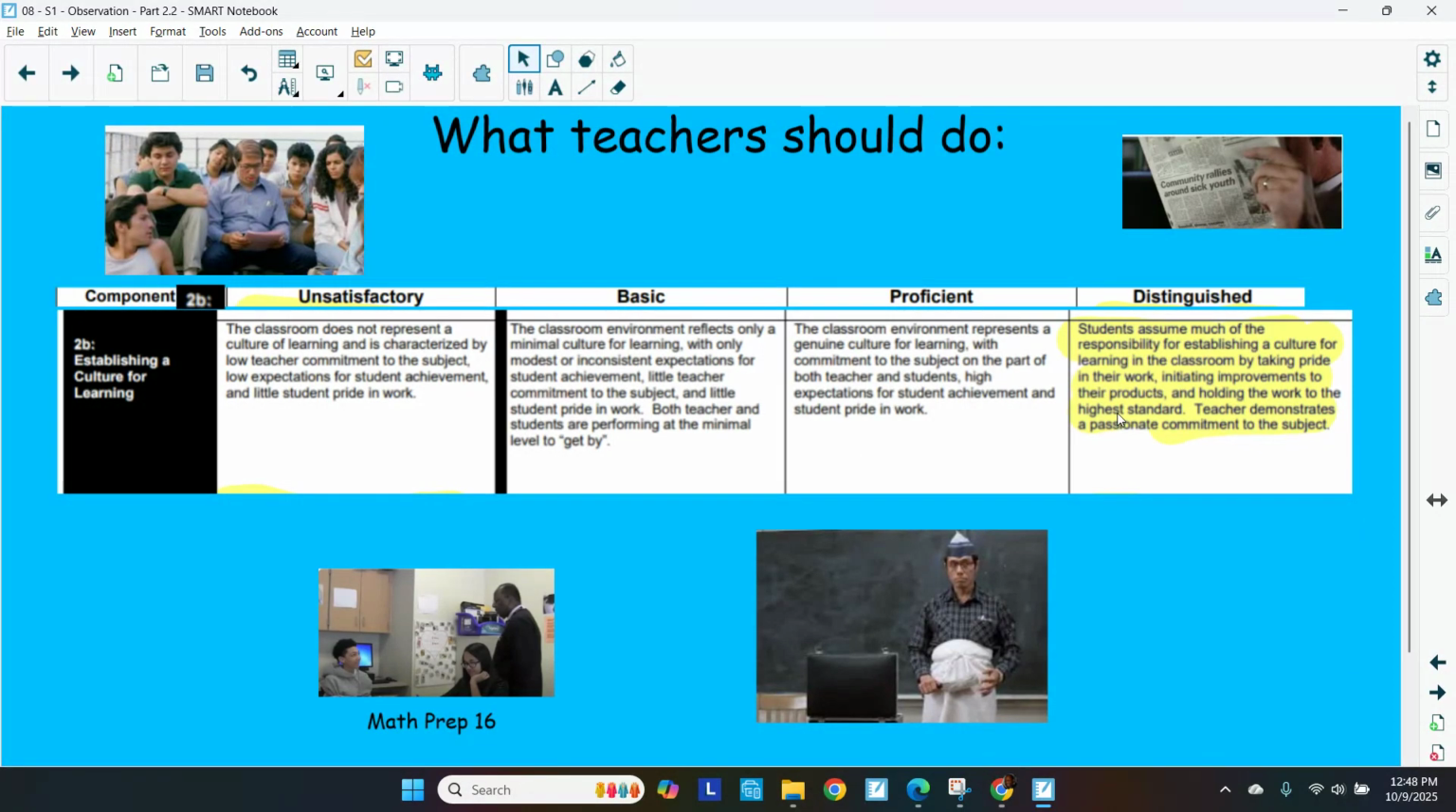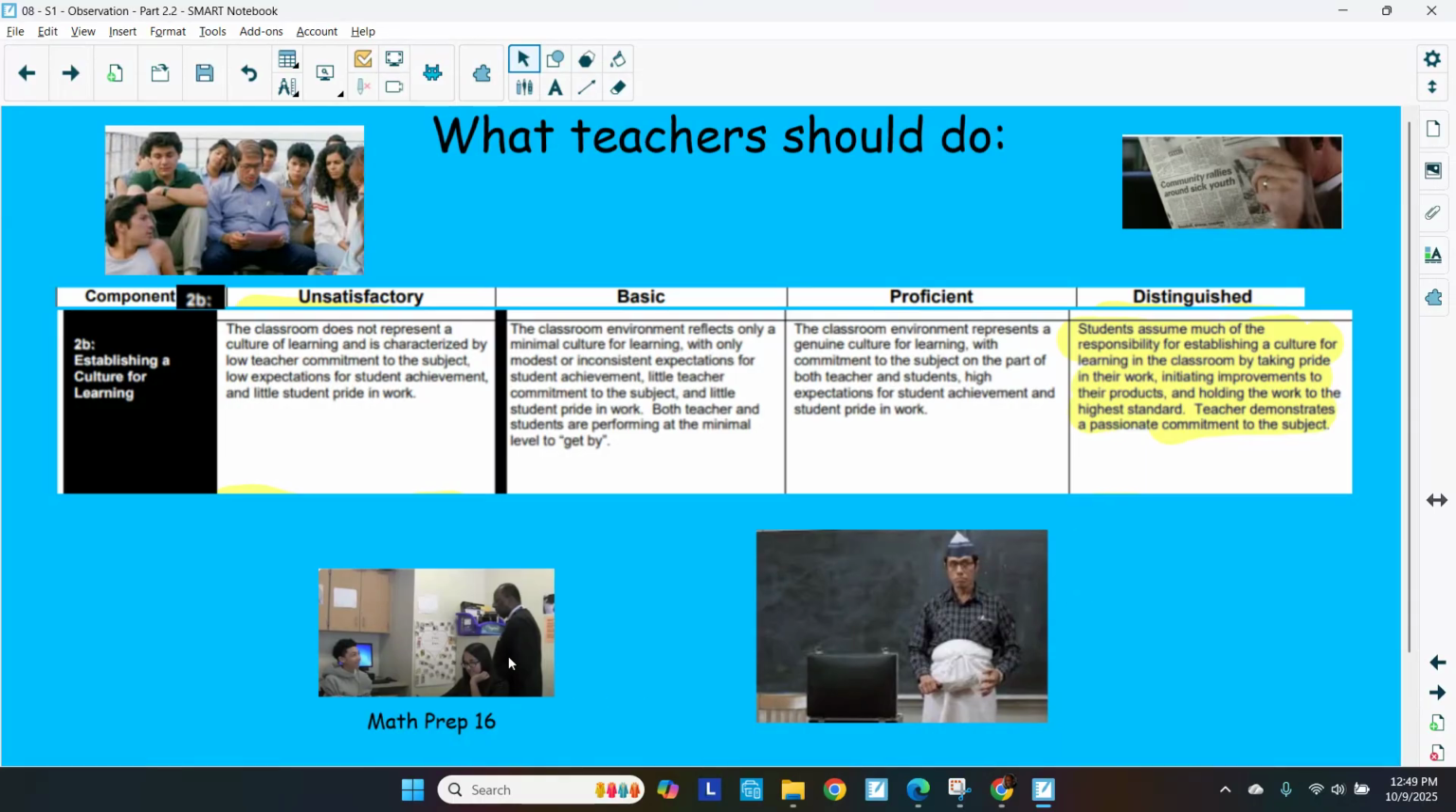To be distinguished, students assume as much of the responsibility for establishing a culture for learning in the classroom by taking pride in their work, initiating improvement to their products, and holding work to the highest standard. Teachers demonstrate a passionate commitment to the subject. That's a lot for the student and the teacher. So you guys are both working together.